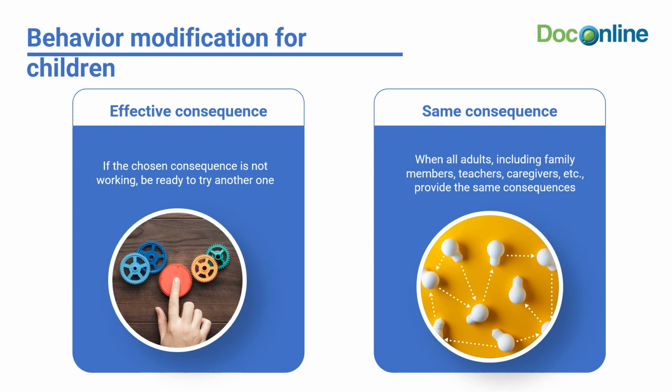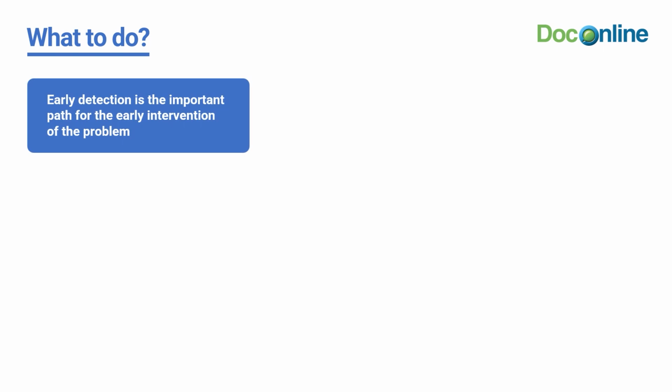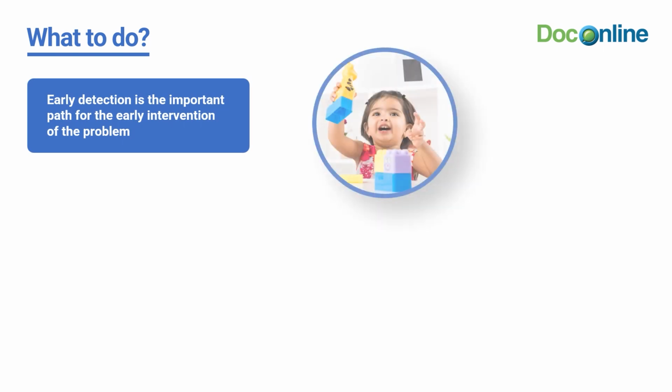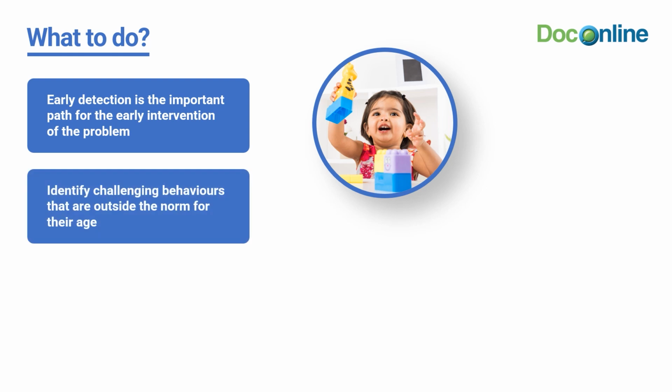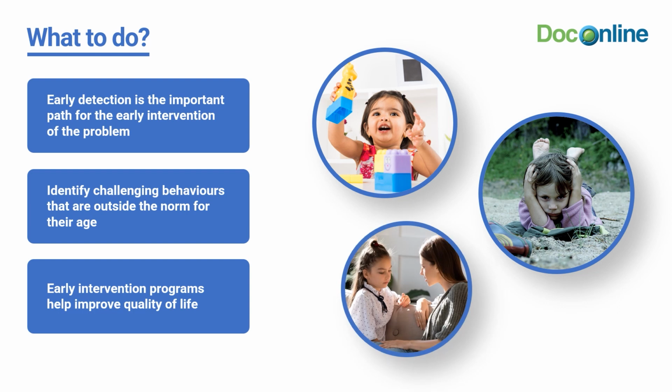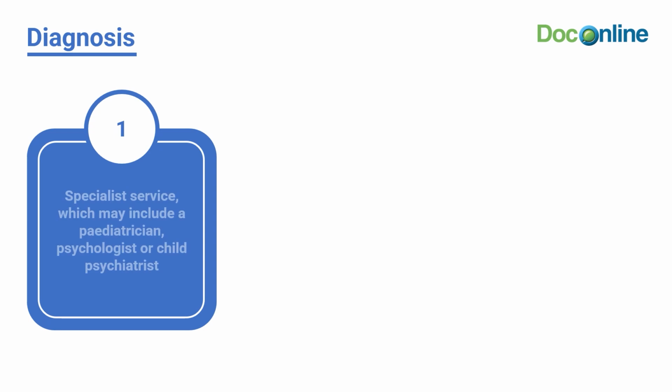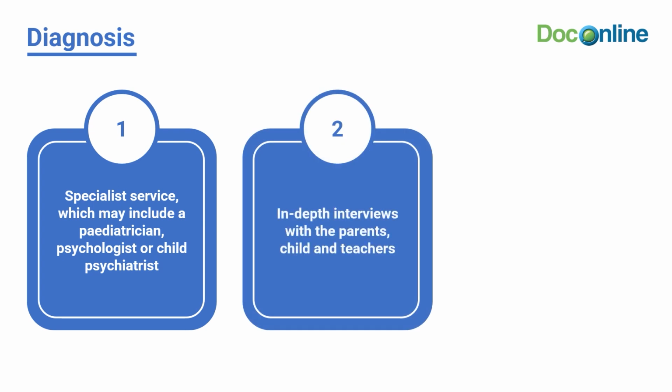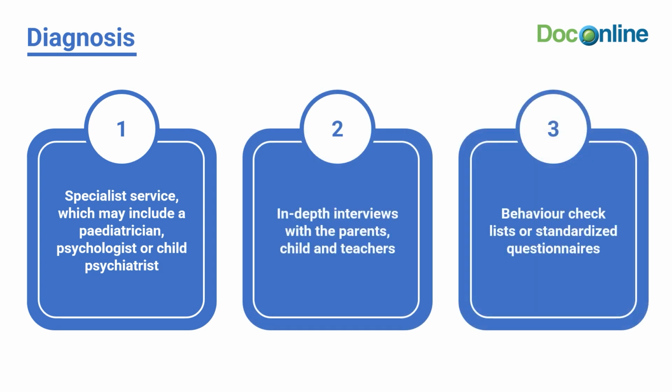When all the adults, including family members, teachers, caregivers, everyone provide the same consequence, then the behavior change happens even faster. In the end, if you feel that the behavioral issues in your child are excessive in terms of either frequency or intensity, and they are interfering with your child's ability to participate in school or extracurricular activities, you are advised to consult a specialist service, which may include a pediatrician, clinical psychologist, child psychiatrist, or a child psychologist. There are a lot of professionals who can help you and your child deal with these issues.